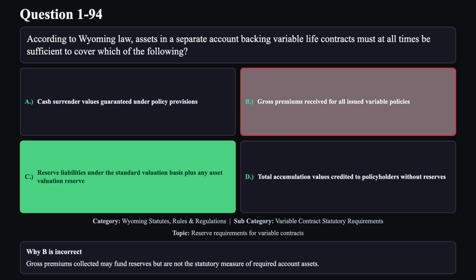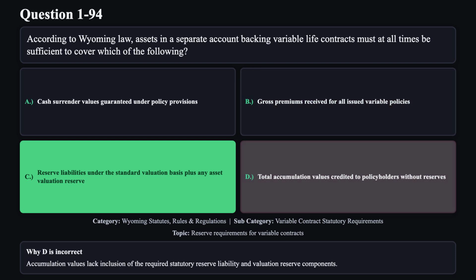Reason B is not correct. Gross premiums collected may fund reserves but are not the statutory measure of required account assets. Reason D is not correct. Accumulation values lack inclusion of the required statutory reserve liability and valuation reserve components.